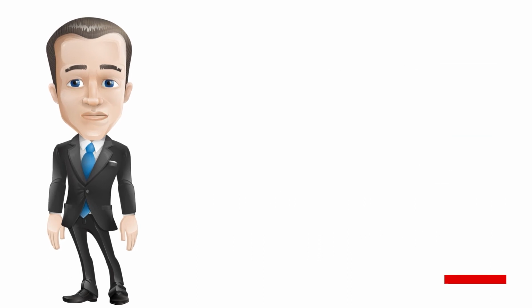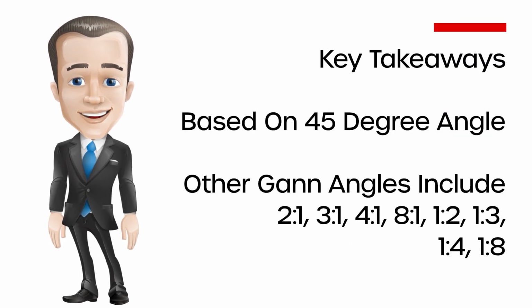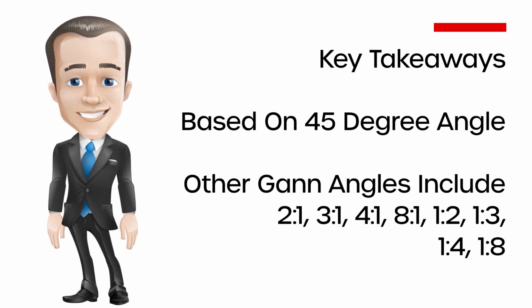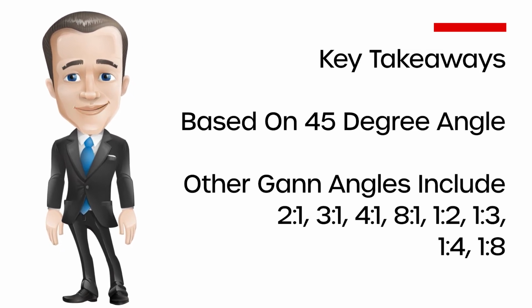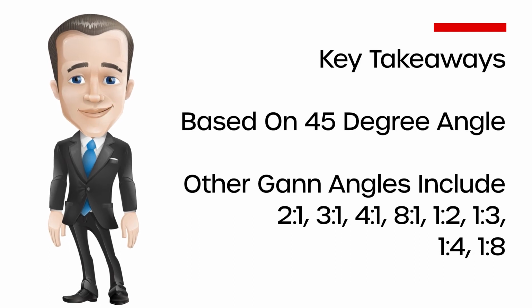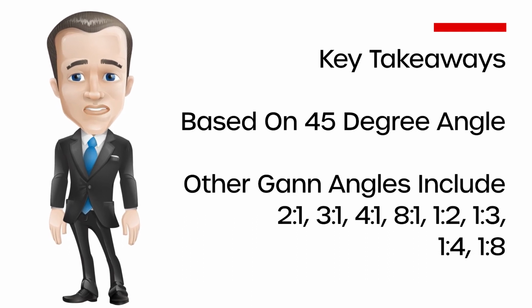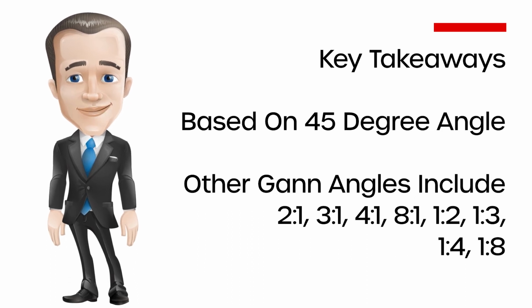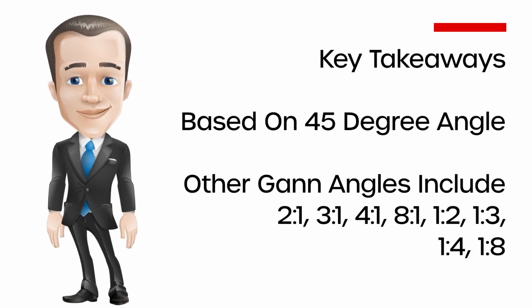Key takeaways. Gann angles are based on the 45-degree angle known as the 1-1 Gann angle. Gann believed the 45-degree angle is important, and trends above it are strong and trends below it weaker. Gann angles are applied from a price bottom extending upwards or from a price top extending downwards. Other Gann angles include 2 to 1, 3 to 1, 4 to 1, 8 to 1, 1 to 2, 1 to 3, 1 to 4, 1 to 8. The theory is that when price moves through one angle, it will gravitate towards the next.